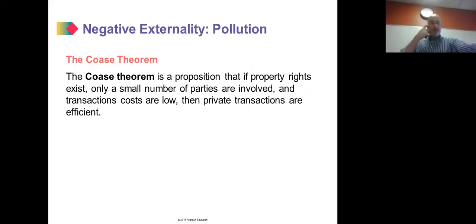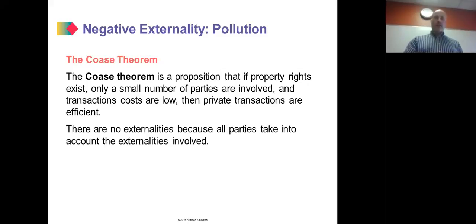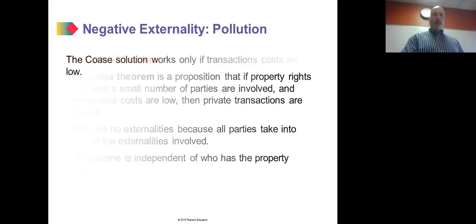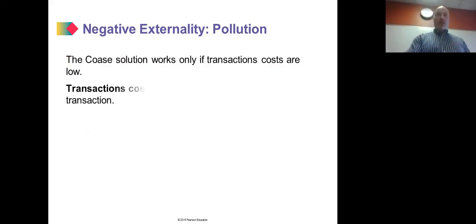All right, the Coase theorem. A proposition that if property rights exist, only a small number of parties are involved, and transaction costs are low, then private transactions are efficient. No externalities, because all parties take into account the externalities involved. The outcome is independent of who has the property rights. Remember, this will only work if transaction costs are low.